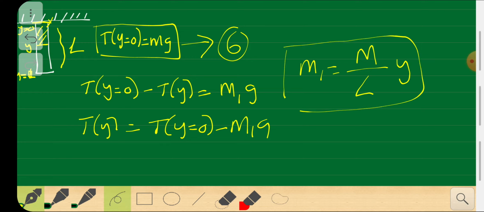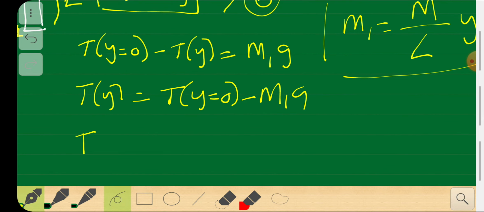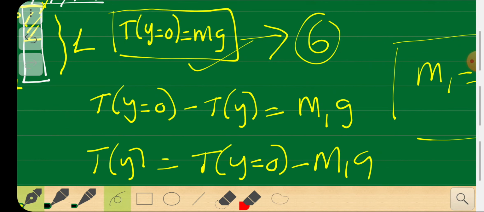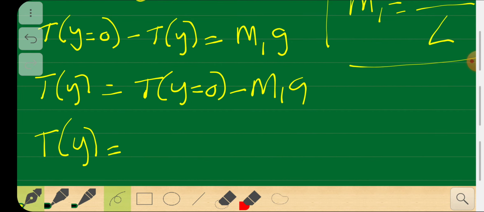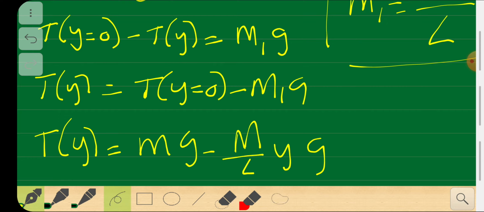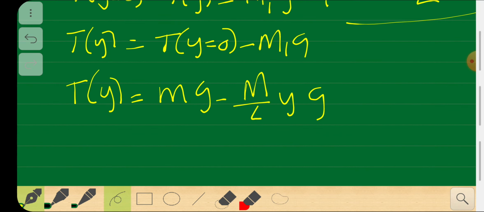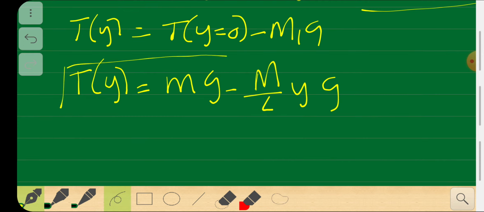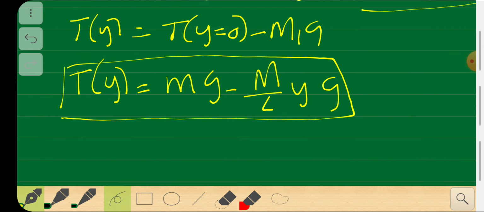Now you can substitute that m1 back into this equation, and you get T of y must be equal to T of y at 0. What is T of y at 0? T of y at 0 is mg, so we can substitute that as well. So you get mg minus m by L times y times g, which is m1g. We got T here. This is called the equation of tension for the suspended string. So we found that out as well.